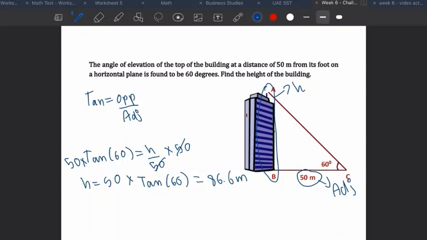So the final answer is the height of the building is 86.6 meters.